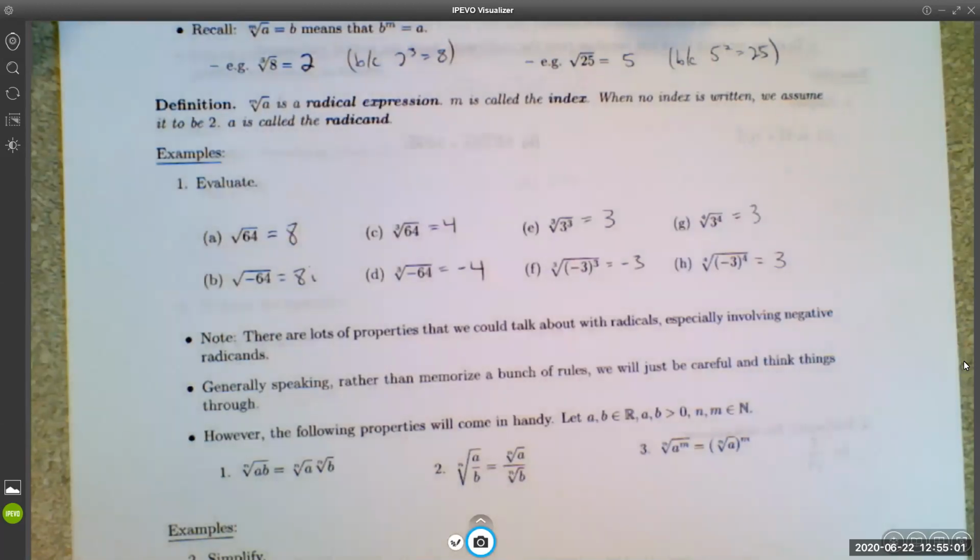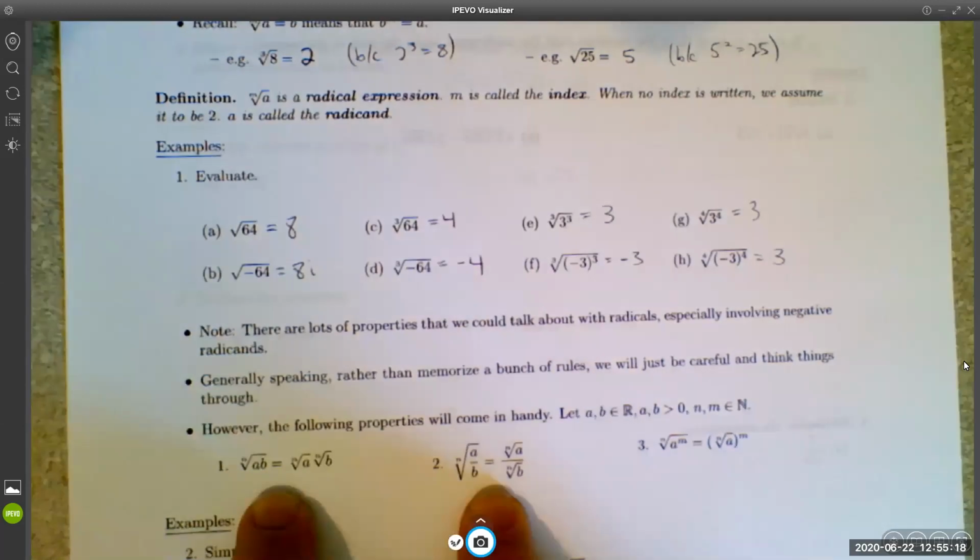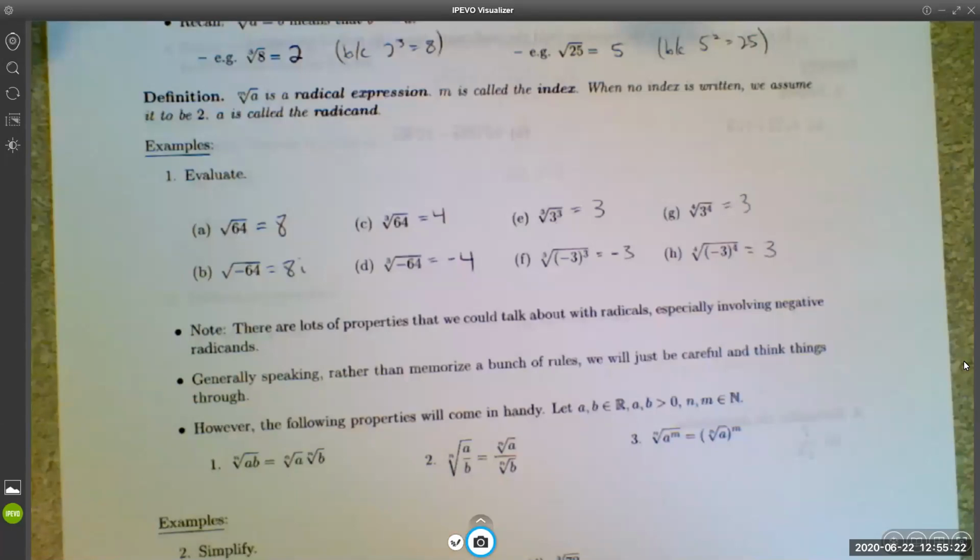However, there are 3 rules that will come in handy, and they're these 3. So this first one I call the product rule. Second one I call the quotient rule. And the product and quotient rules are all about how radicals distribute across multiplication and division, right? They don't distribute across addition and subtraction. So be careful, right? Square root of a plus b is not the same thing as square root of a plus square root of b. But they distribute across multiplication and division.